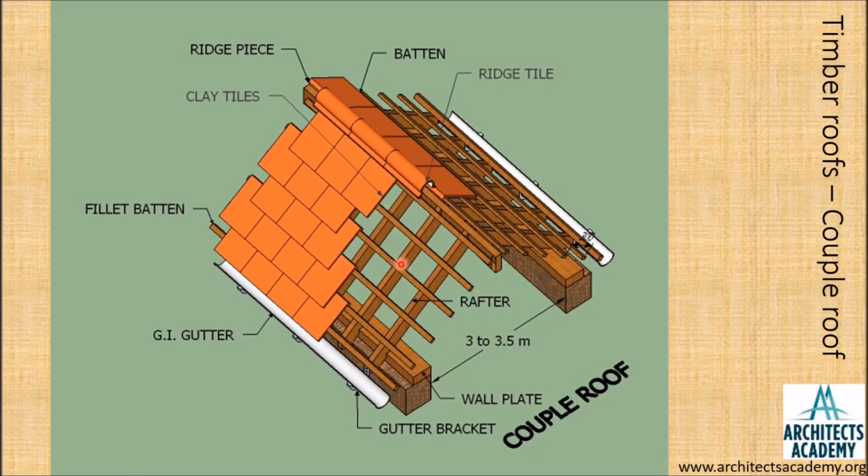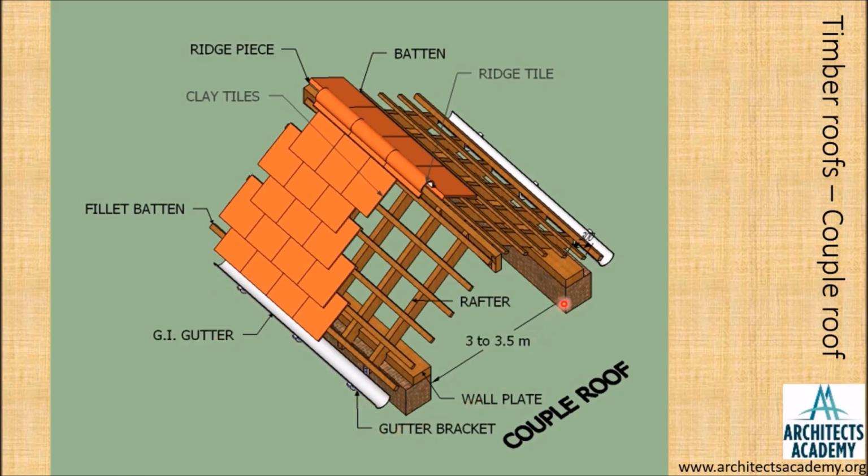The members which are perpendicular to the rafters and which fix the tiles are called the battens. The last batten which you see here and here is called the fillet batten. The topmost tile is called the ridge tile. What you see here is the GI gutter which is running along the length of the wall. What you see here are the gutter brackets which are placed approximately at 900 center to center.